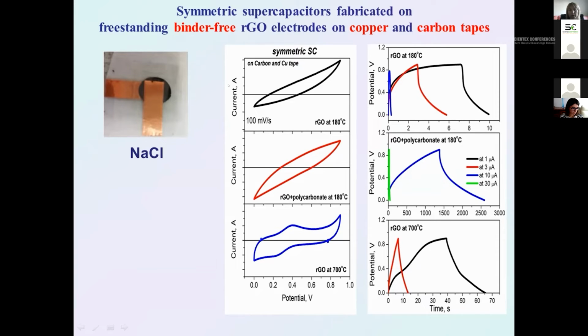When we measure cyclic voltammetry, as you can see here, the shape of all our sample was not so ideal like we expected for supercapacitors. So it means our device has high resistance. And as you can see, tape has glue, and we think this glue doesn't work properly for electrical conductivity.